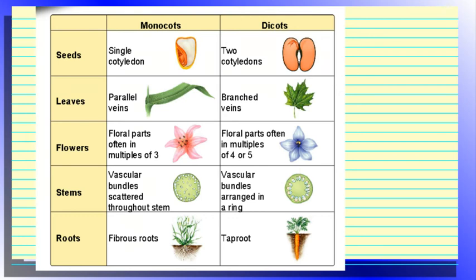Now, the vascular bundles are arranged in a ring. So if you were to cut the stem across, you would notice that there would be circles in a ring around it. And these tend to have a tap root, which means that there's just one root down the center. Carrots would be a tap root. Beets are a tap root. So anything with just one massive root down into the ground is a dicot.